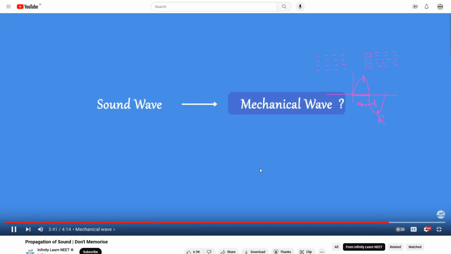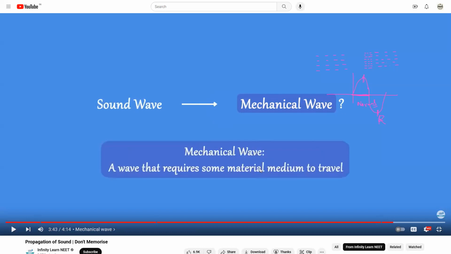Do you know what a mechanical wave is? I taught you yesterday. Am I right or wrong? Sound wave is a mechanical wave or not, guys? We need a medium or not? Yes. So what is a mechanical wave? Definitely a material is needed for propagation. That is what a mechanical wave is. I taught you in yesterday's class, right? So now, is sound a mechanical wave or not?